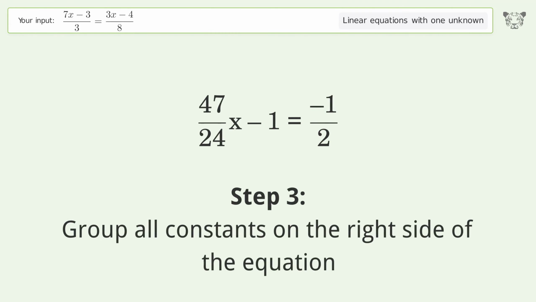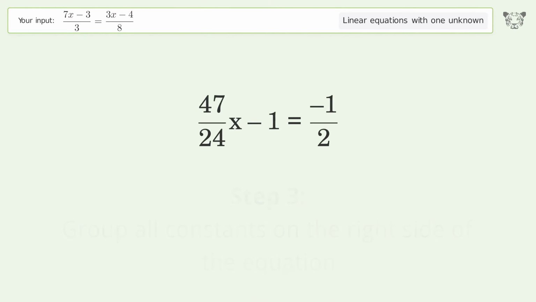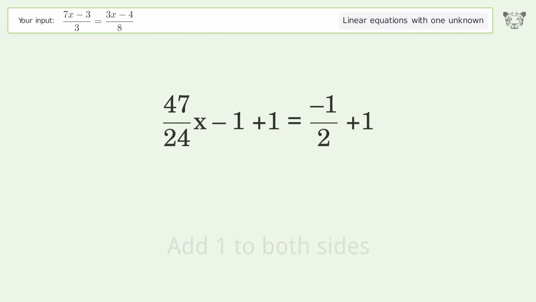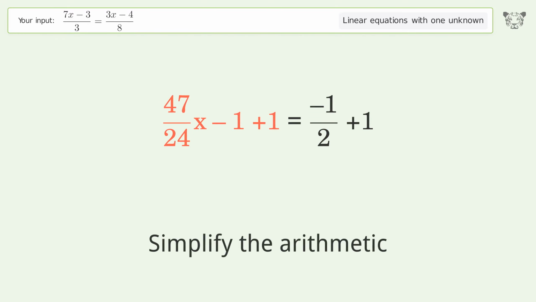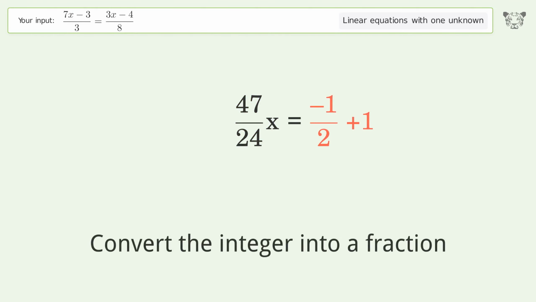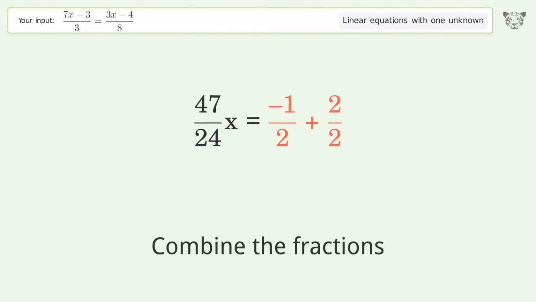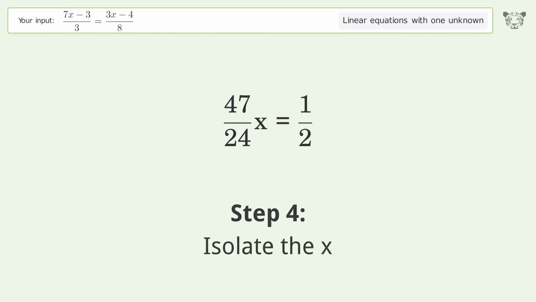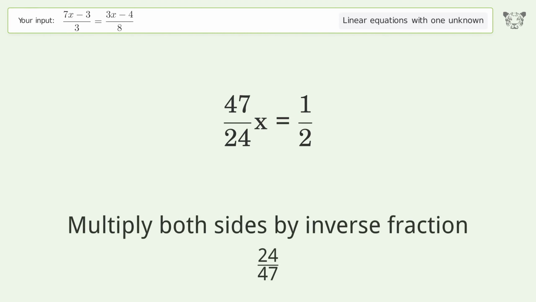Group all constants on the right side of the equation. Add 1 to both sides. Simplify the arithmetic. Convert the integer into a fraction. Combine the fractions. Combine the numerators. Isolate the x. Multiply both sides by inverse fraction 24/47.